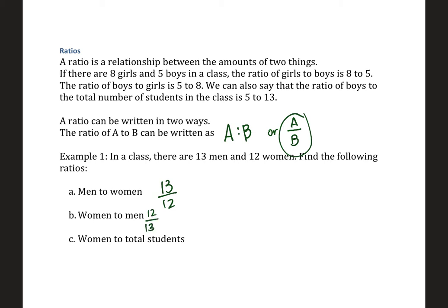Women to total students, I know there are 12 women. Total number of students in the class is the men plus the women, right? Or the women plus the men. 12 plus 13 is 25. So we have 12 over 25. In the next example, we'll see one that we can actually simplify.